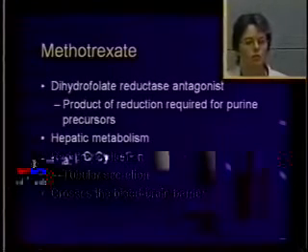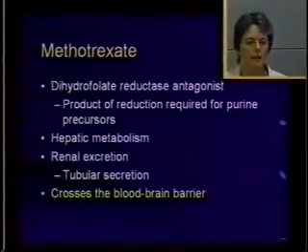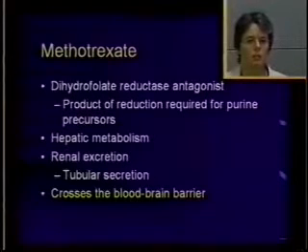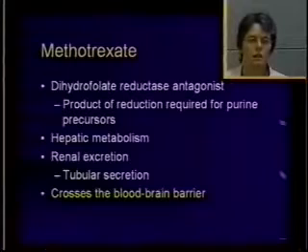Methotrexate, although it is not a purine or pyrimidine analog, it is a dihydrofolate reductase antagonist. And so by inhibiting this enzyme, dihydrofolate reductase, it prevents the production of a product that is required for purine precursors. And so it actually eliminates some of these purine precursors that are necessary, again, for DNA synthesis. It's metabolized by the liver and excreted through the kidneys by tubular secretion.